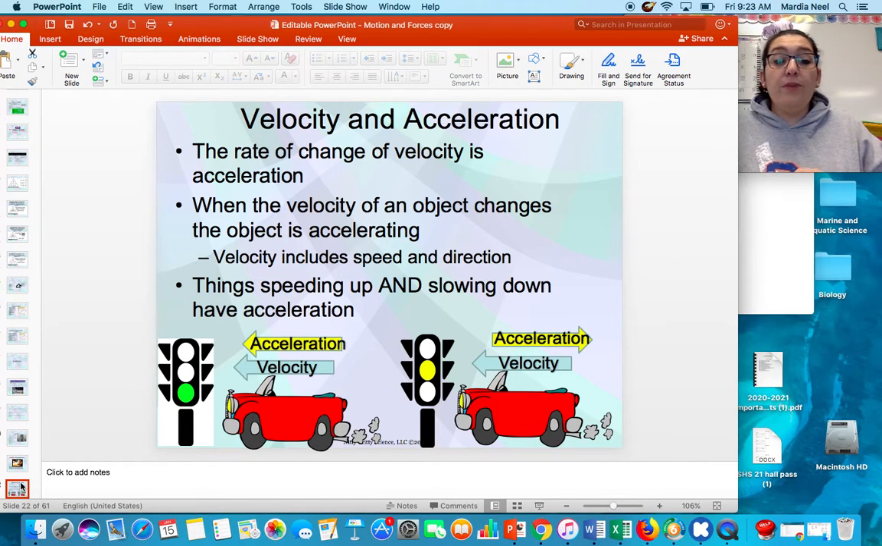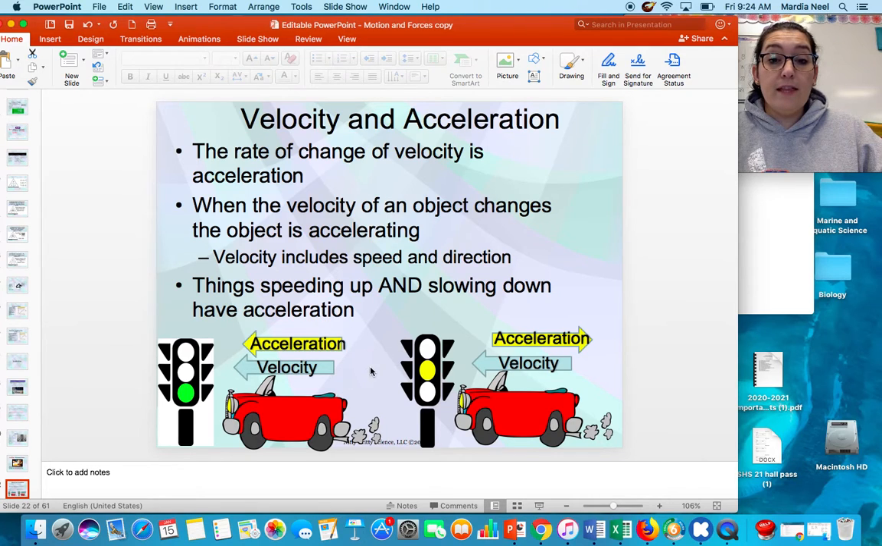All right, so things speeding up and slowing down have acceleration, and that's kind of hard to understand. So our velocity is speed in a certain direction. So when we are going forward, our acceleration and our velocity are going in the same direction. The light turns green, we're getting faster, and we're speeding up in the same direction. So our acceleration and our velocity are going in the same direction.